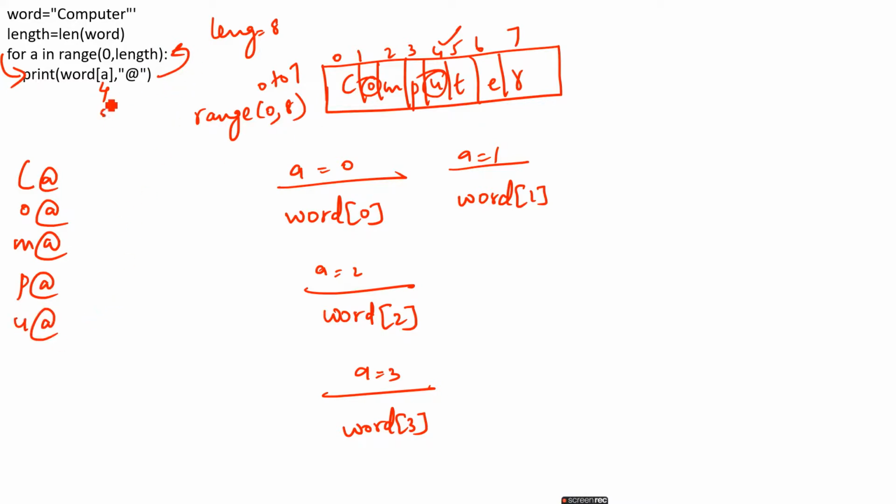Again we'll go back to the loop. Next value of A will be 5. Print word of 5. Word of 5 is T. T is printed. Then @. Again next the value of A will be 6. Then print word of 6, that is small letter E. E will be printed, @ will be printed. Next value of A will be 7. Print word of 7. Word of 7 is R. Then we will print R, @. Now no more values from the range function, we will come out of the loop. So this is the output.